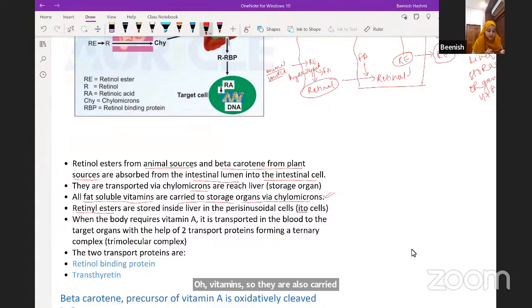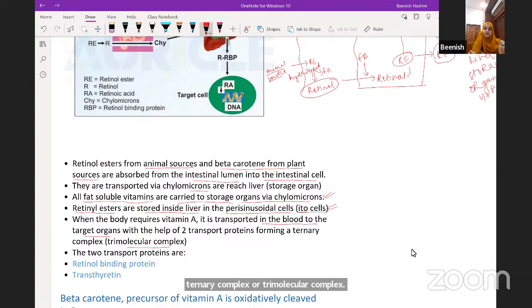Now the retinol esters are stored inside the liver in the perisinusoidal cells or Ito cells. Okay, so this is where they are stored in the liver. The name of the cells is important. You need to remember that. Then when the body requires vitamin A, it is transported in the blood to target organs with the help of two transport proteins, forming a ternary complex or trimolecular complex.